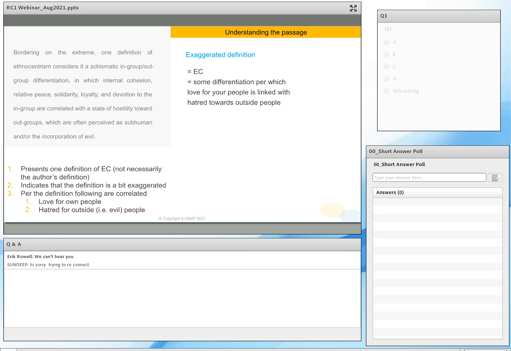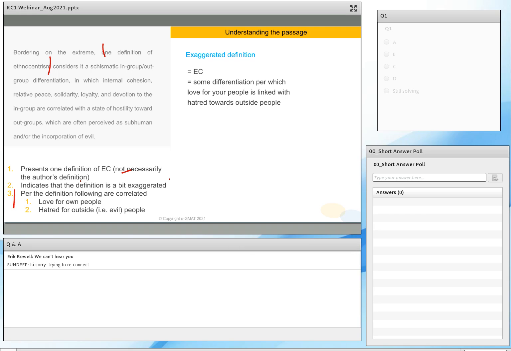So if you have done this well, think about everything we did. We understood firstly that, hey, one definition means not necessarily the author's definition. It also told us that there's probably more than one definition. We also understood the author's view about this one particular definition. It's not the author's view on ethnocentrism, it's the author's view on this one definition of EC. According to the author, this one definition is exaggerated, boss. It's a little extreme, it's out there. It's not your regular accepted kind of definition. That's what you should get.